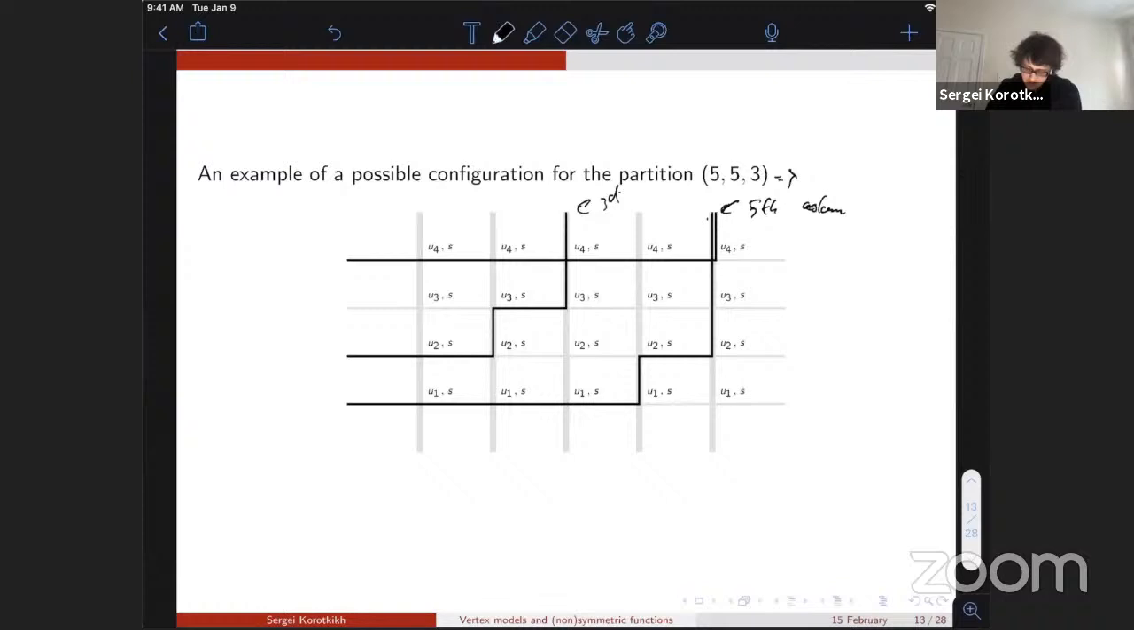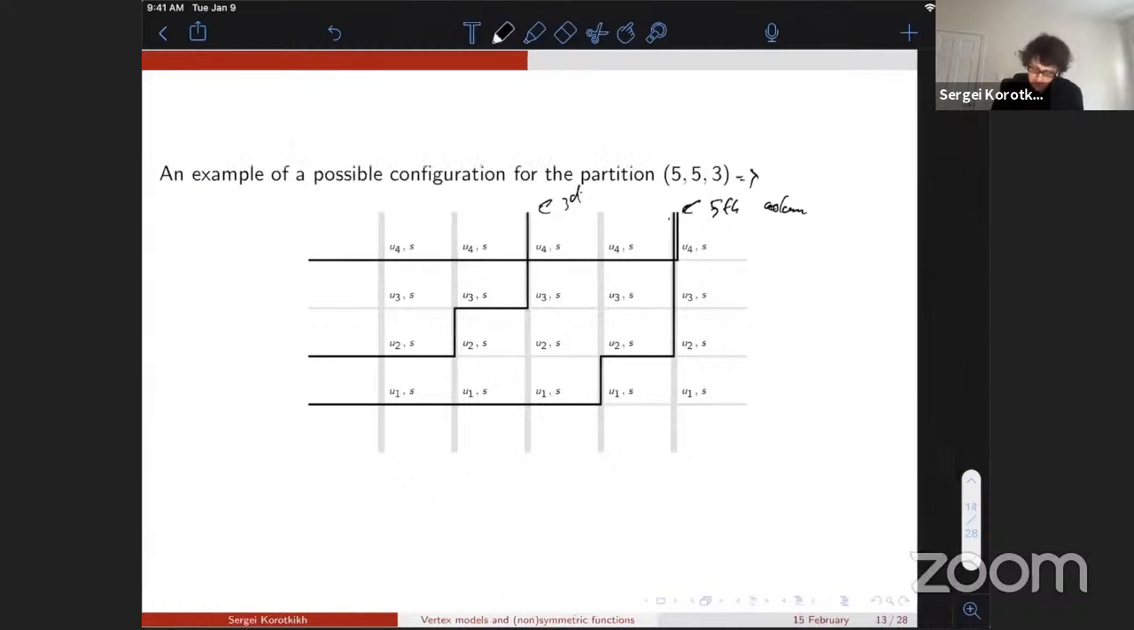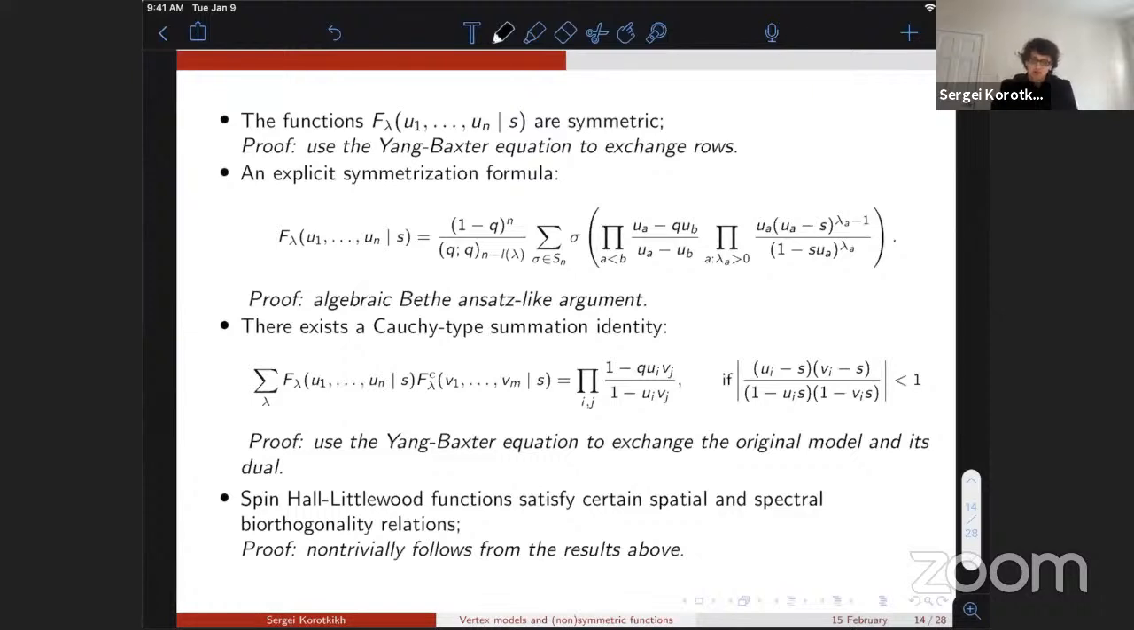So this partition function defines some object which is called spin Hall-Littlewood functions. And what are the properties of these functions? So first of all, they will be symmetric. And this can be proved using literally the same argument I have explained earlier for Schur functions.